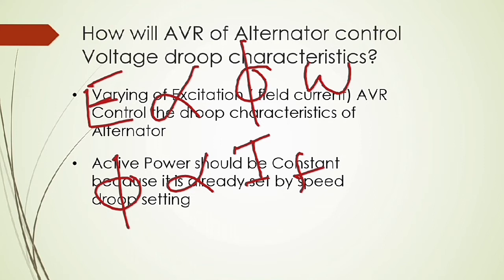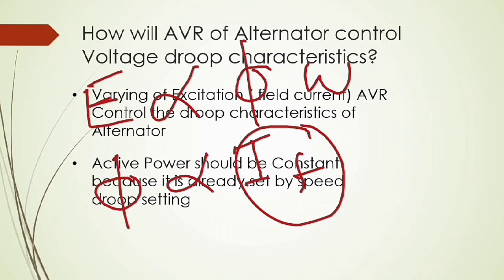So if we want to control the terminal voltage, we will have to control the EMF. And the second way you can understand this concept is through IF, which means the excitation. Okay, field current means excitation. So by controlling excitation, the AVR controls two characteristics of the alternator. That means it can control the terminal voltage, and it can control the reactive power sharing by controlling the excitation.